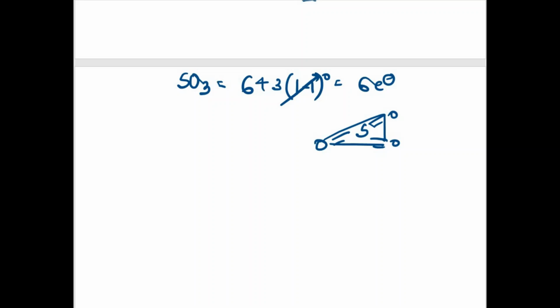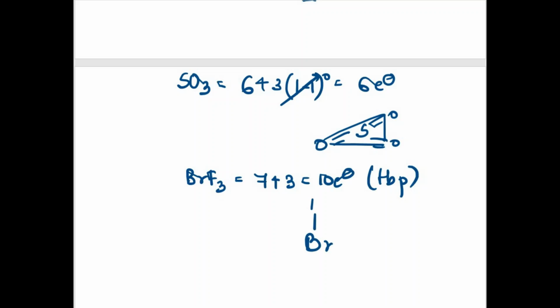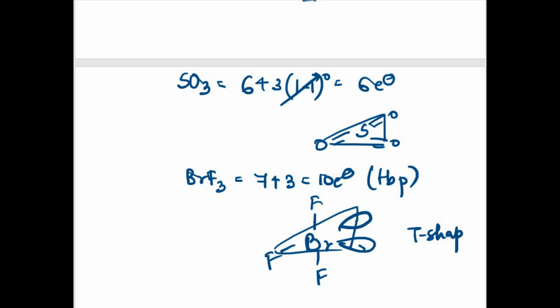Now moving on to the next one, BrF3. BrF3 is 7 plus 3, 10 electrons. TBP structure. Now let's see how it can be drawn. So BrF3, and there are 2 lone pairs, right? So it is like a T shape. This is not pyramidal, it's a T shape. See, this is the T shape, right?